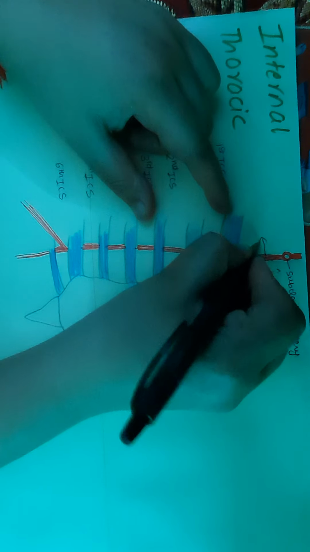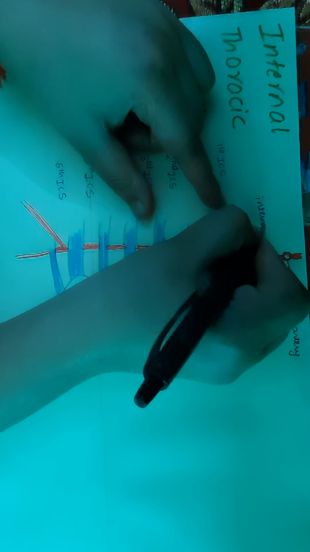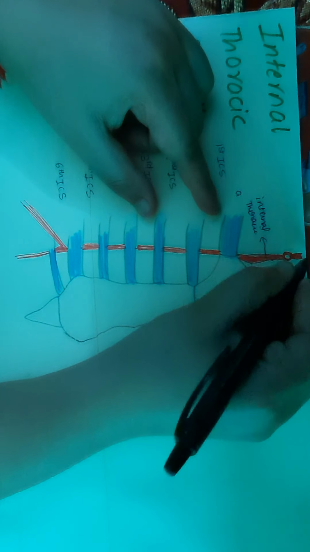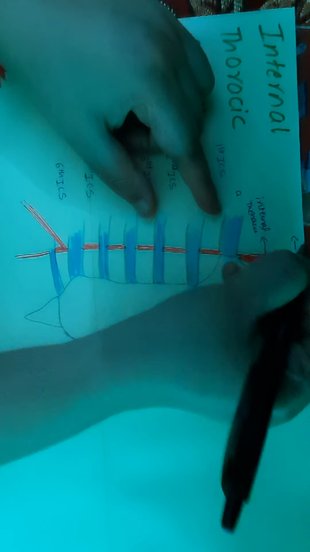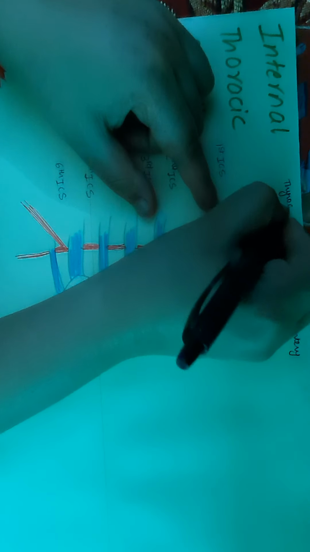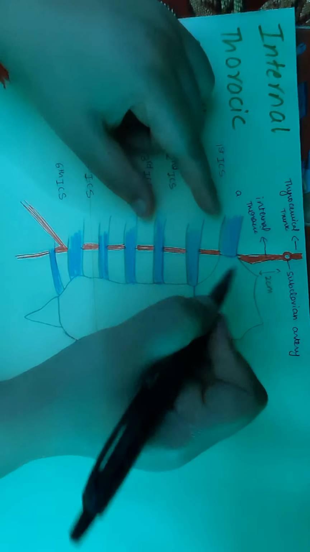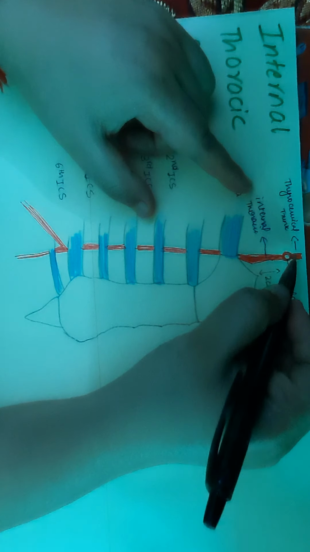This internal thoracic artery is the one that is going to arise opposite to the thyrocervical trunk. So this is your thyrocervical trunk. So this artery, the internal thoracic artery, is directly opposite to the thyrocervical trunk.